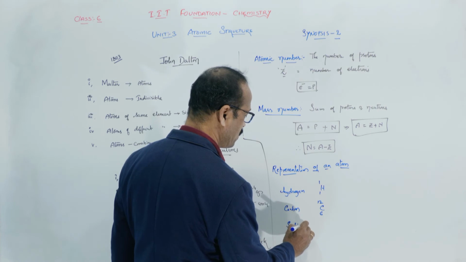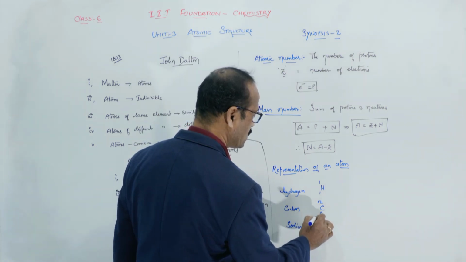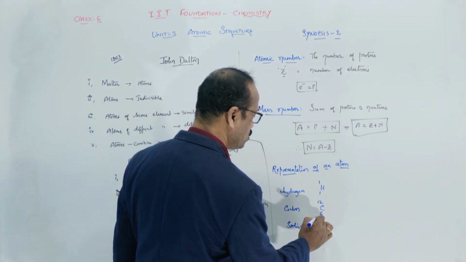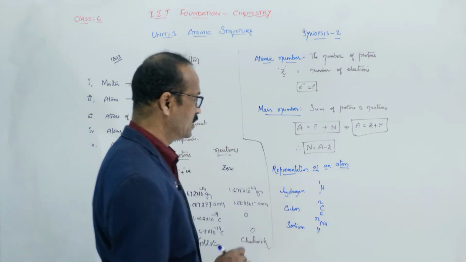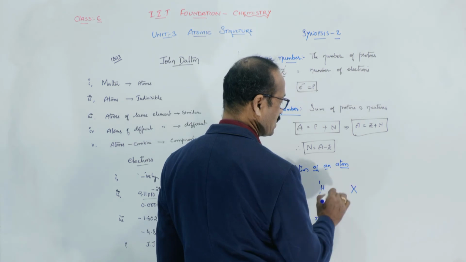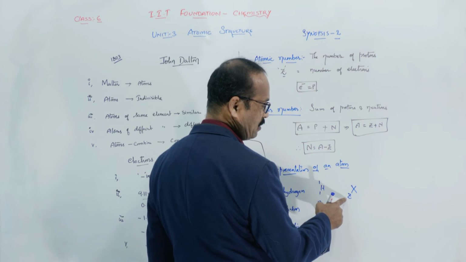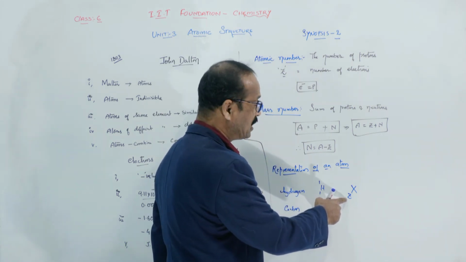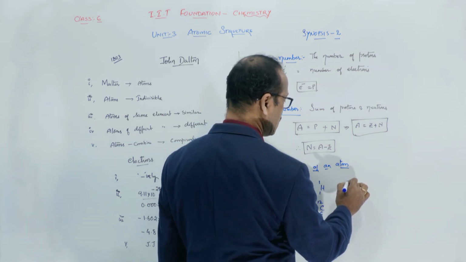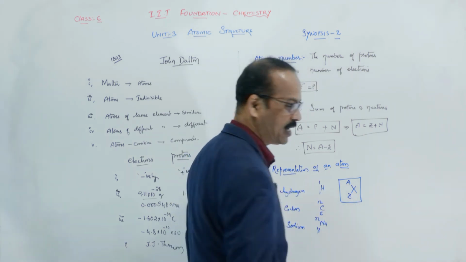So, sodium can be represented: the symbol is Na, atomic number is 11, mass number is 23. We can represent it like this. For an element symbol, we write Z at the bottom as a subscript. Z means atomic number. And the mass number we write as a superscript. So, this is the representation of an element.